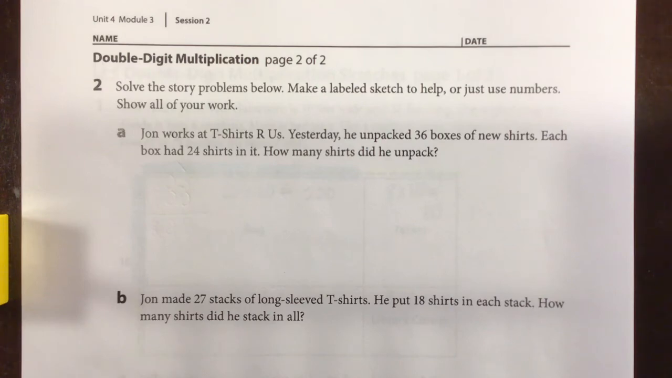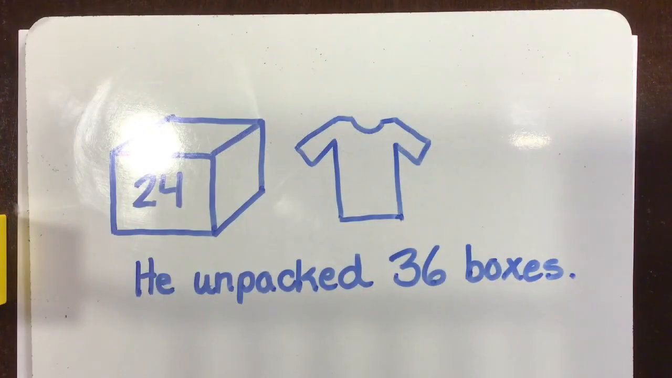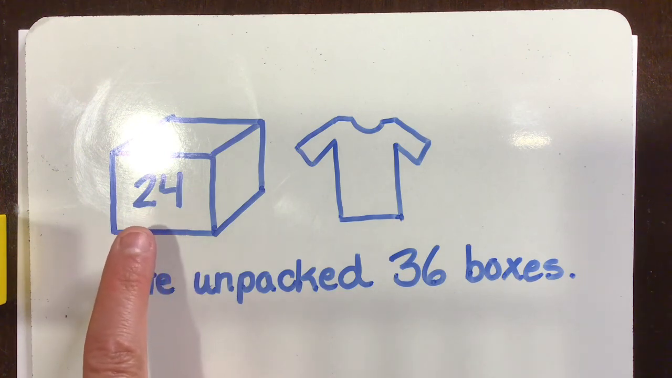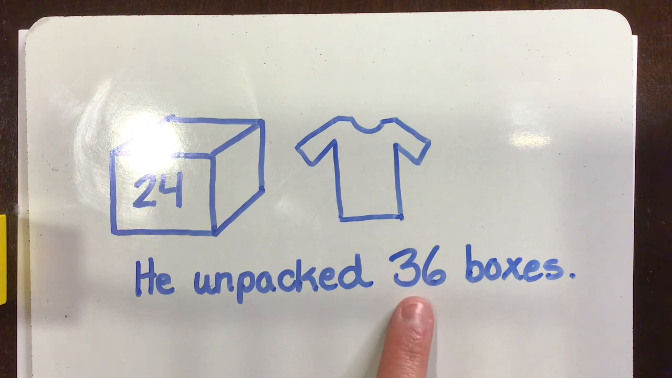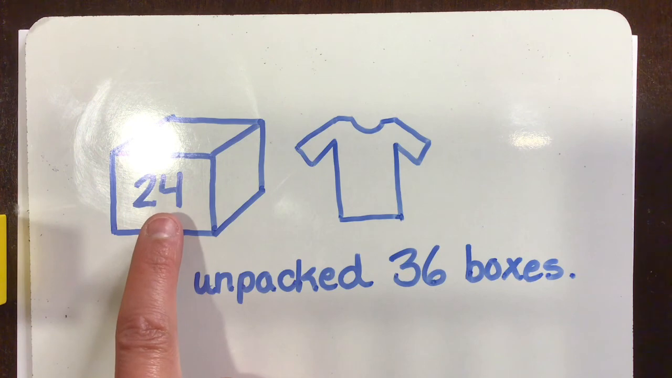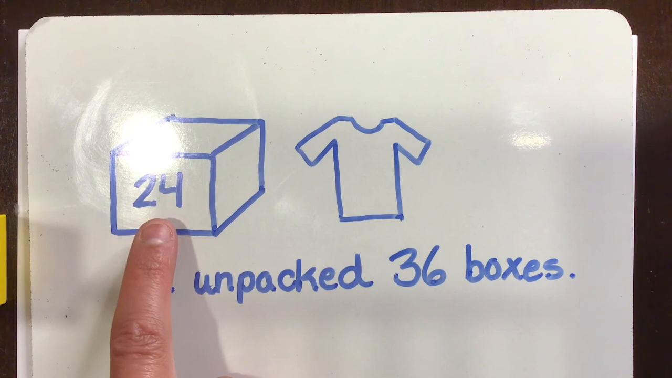Okay, let's start with A. John works at T-Shirts R Us. Yesterday, he unpacked 36 boxes of new shirts. Each box had 24 shirts in it. How many shirts did he unpack? As you can see in the story problem, John unpacked boxes of T-shirts. He unpacked 36 boxes. Each of those boxes had 24 T-shirts. How many T-shirts did he unpack? So this sounds like a multiplication equation.